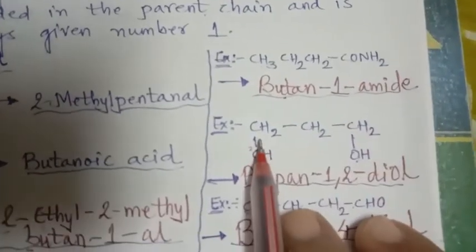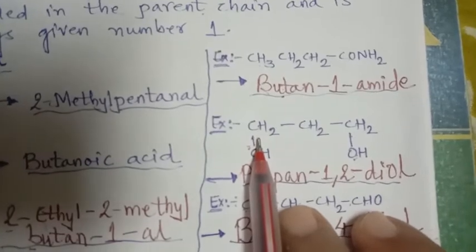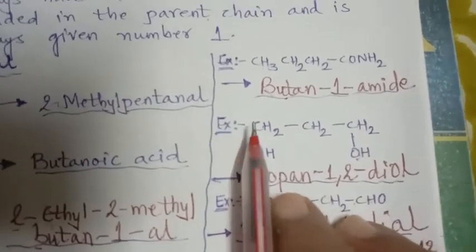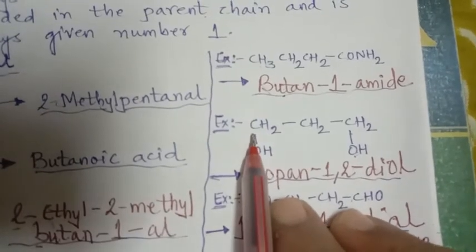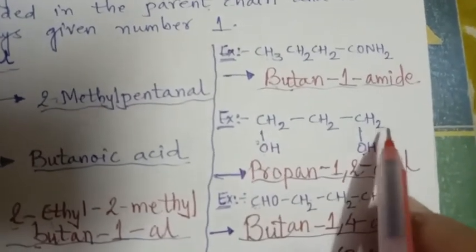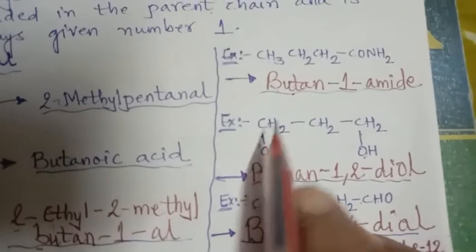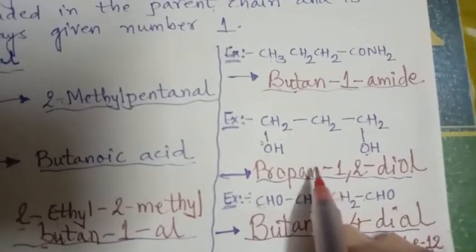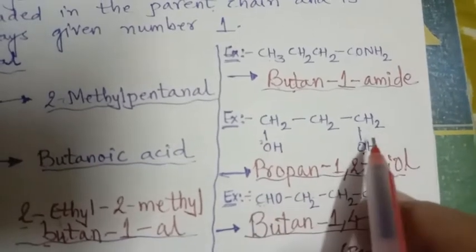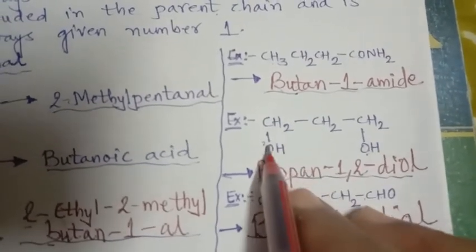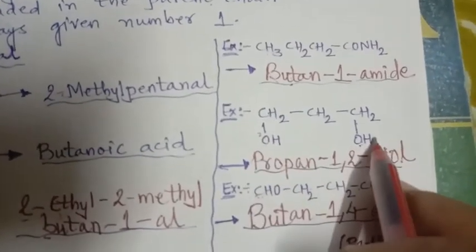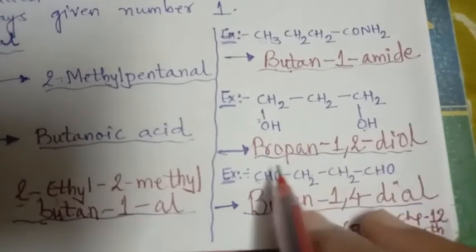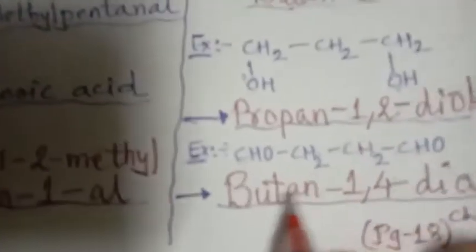Here you see 3 carbon in a straight chain. 1, 2, 3, 1, 2, 3. From here also attachment of functional group is on 1 and 3. From here also it is on 1 and 3. So 1, 2, 3 propane. E of the propane will be cancelled because attachment is there. So propane 1, 2, both are alcohol group, so diol. 1, 2, diol. And here what happens?